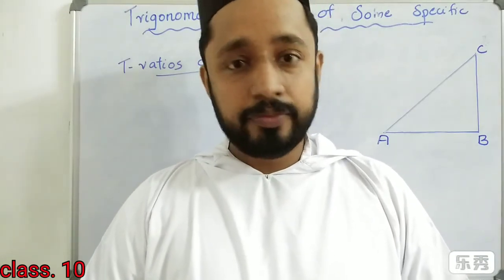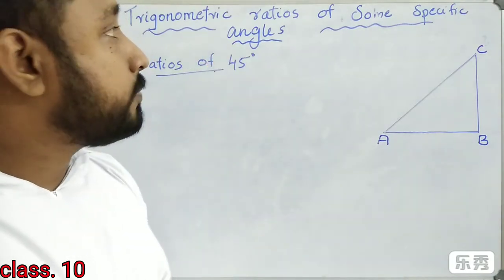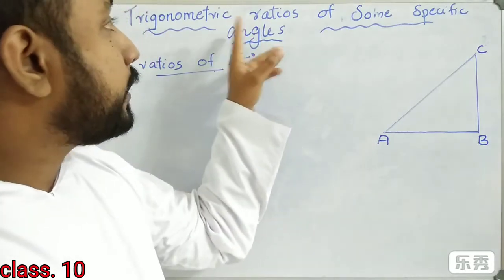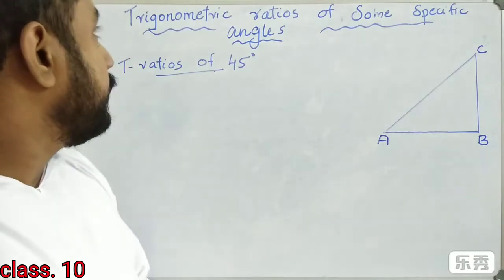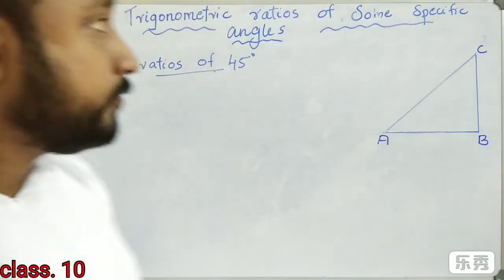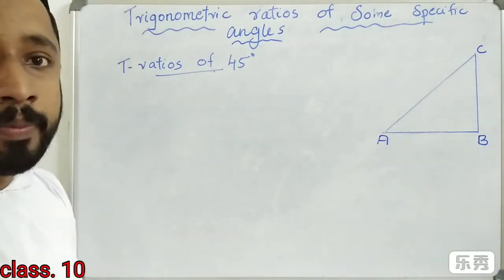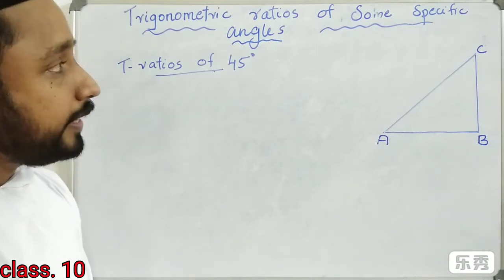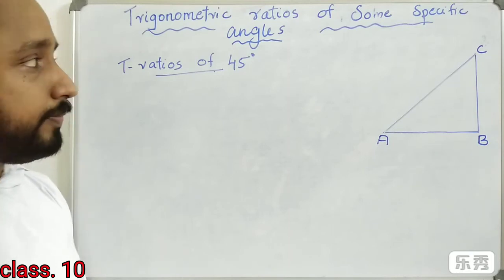In this class, we are going to study trigonometric ratios of some specific angles. First one is trigonometric ratios of angle 45. So we are going to find the trigonometric ratios of the 45 degree angle, that is sine 45, cos 45, tan 45 and cosec 45, sec 45, cot 45.